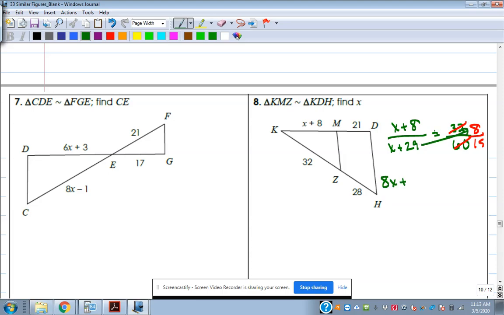8x plus 29 times 8, 160 plus 72, 232. Right. Is that right? And then 15x plus 8 times 15, 80 and 40 is 120. And solve that thing. So subtract 120, so that's 112. Subtract 8x, 7x. And divide. What's x?